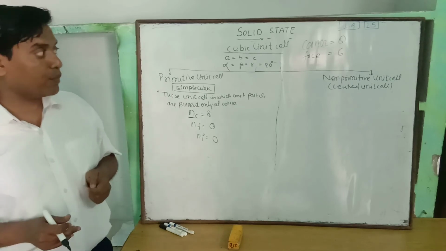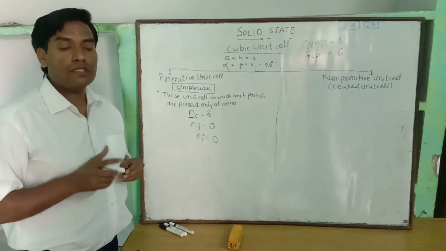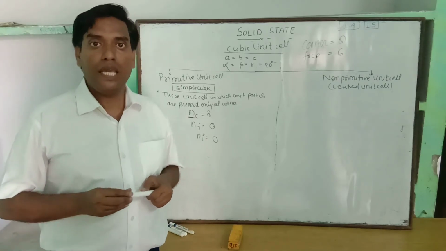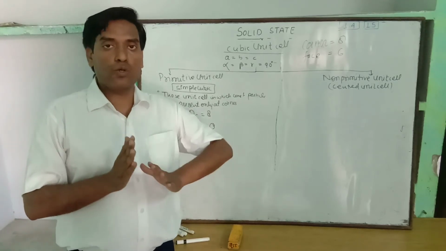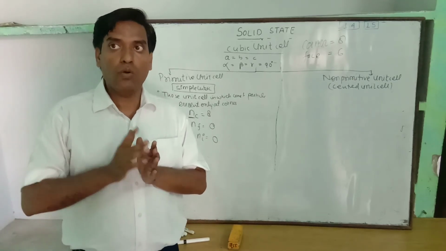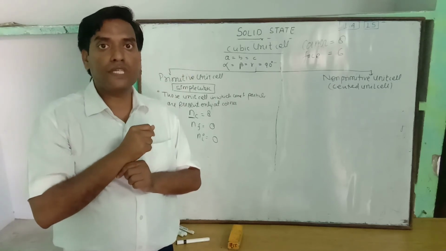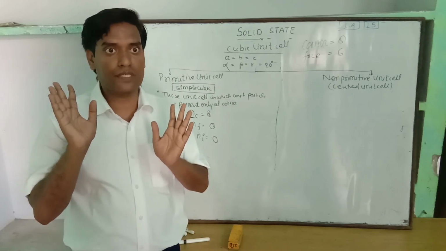But what is the non-primitive unit cell? Simple, those unit cells in which constituent particles are present at some other position along with the corner. I am going to ask some questions. Suppose that in a cubic unit cell only 8 atoms are present at corners, then which type of unit cell? Primitive, because atoms are present only at corners.